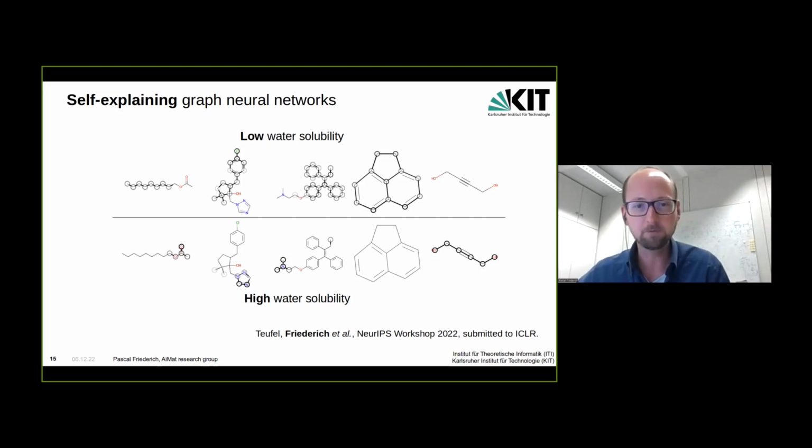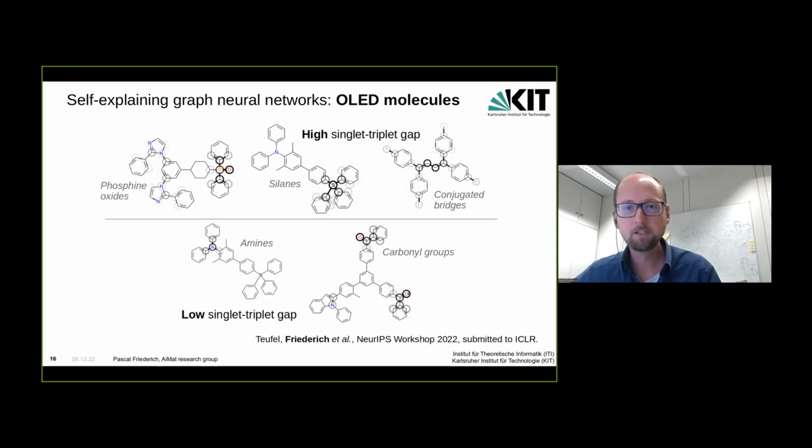So we see that we can recover a lot of chemical intuition in water solubility. For example, we have here long alkyl chains that are not very water soluble, whereas this more polar part of the molecule is water soluble, and so on. So this creates consistent explanations with what we already know. We apply this now also to OLED molecules, in particular molecules for TADF.